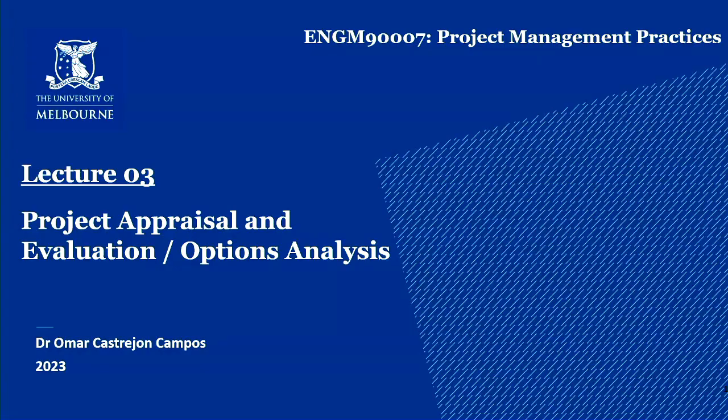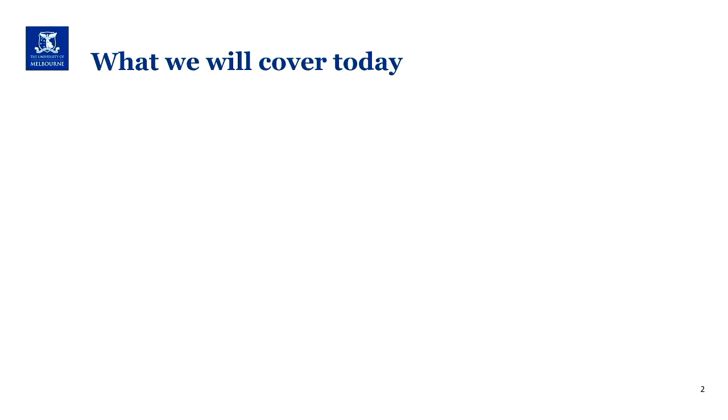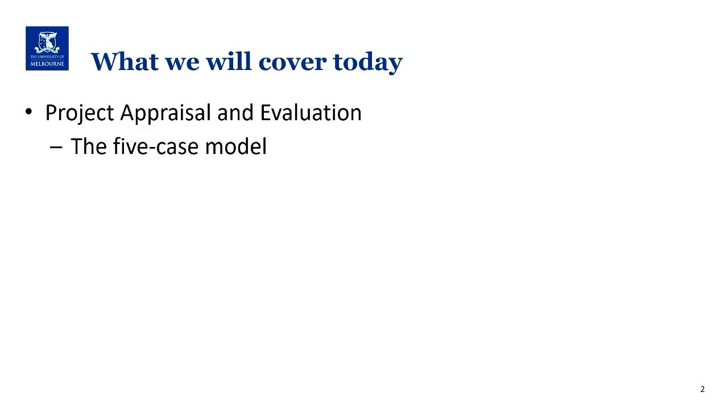So let me start with the lecture. What we are going to cover today is two main topics that are related. The first one is the project appraisal and evaluation. This is directly linked to the Green Book, so hopefully you are going to understand a little better what I am talking about. It's going to be a summary of the things that you have to consider when you are developing a business case. So we are still talking about the business case, just a different section of the business case.